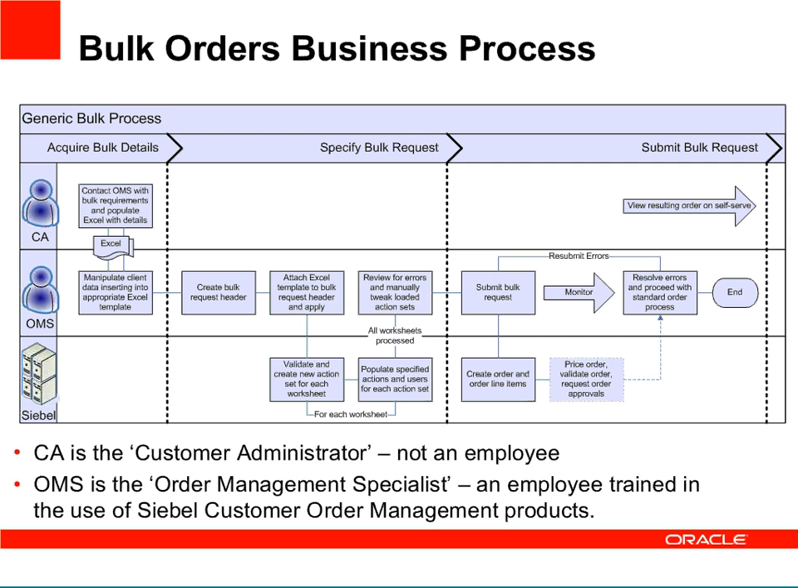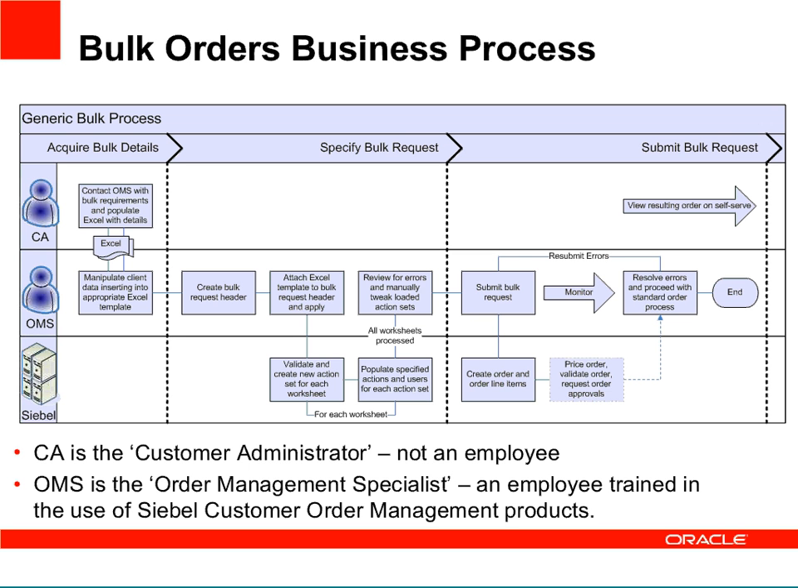The CA contacts the OMS with bulk requirements and populates an Excel with details. The order management specialist manipulates the data from the Excel document to fill the bulk request templates. The order management specialist first creates the bulk request header, and attaches the template file to import customer data.